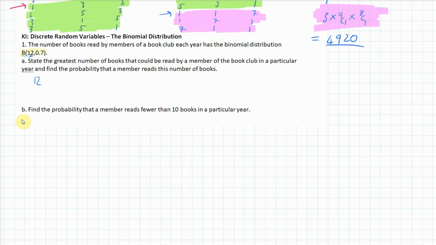Now the probability that someone reads that, what is the probability that X equals 12, is going to be 12 choose 12 times, now the 0.7, remember, is the probability of success, 0.7 to the power of 12, and then the probability of not doing that is 0.3 to the power, and he's got to read every single one, so that will be to the power of 0. So we just pop this into the calculator. This should give us 0.0138.